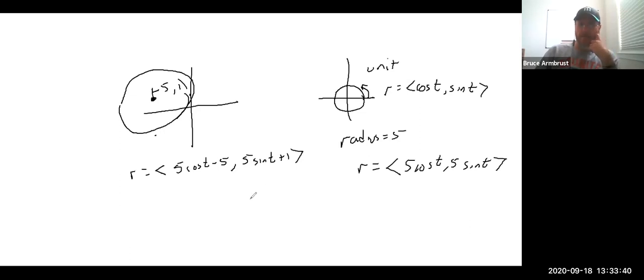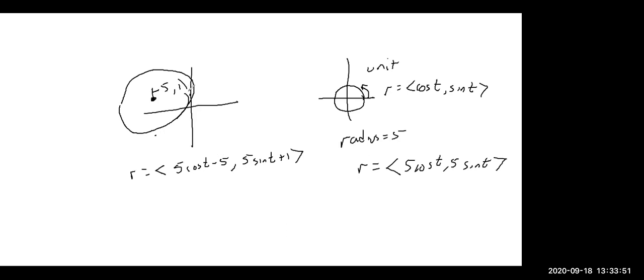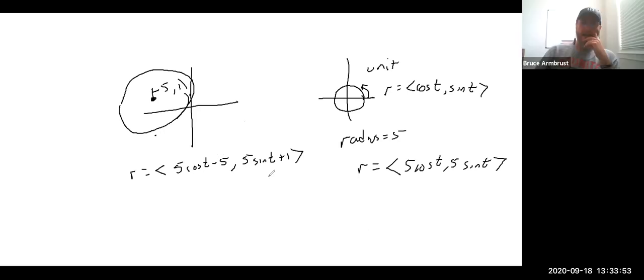So now just kind of follow it. Plug in t equals 0. We're going to get 5 times 1 minus 5, which is 0. So we're going to get an x of 0. For the y, 5 times 0 plus 1, which is 1.